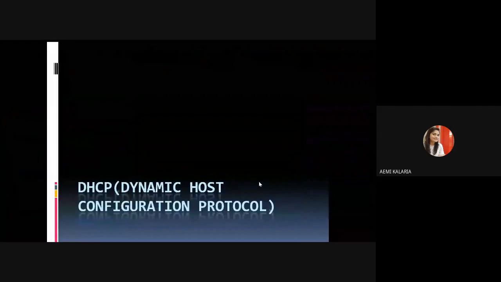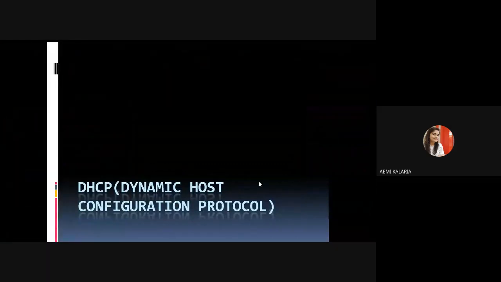Hello students, today we will discuss DHCP. So what do you mean by DHCP? Whenever we learn about IP addressing, after that DHCP comes into the picture. It is basically a protocol. First of all, what is the full form of that protocol? That is Dynamic Host Configuration Protocol.